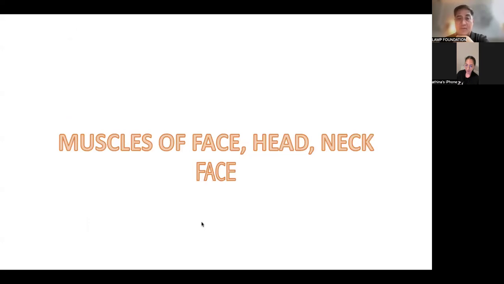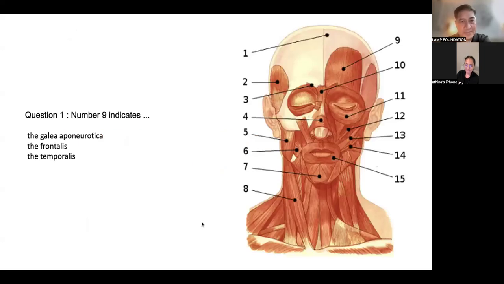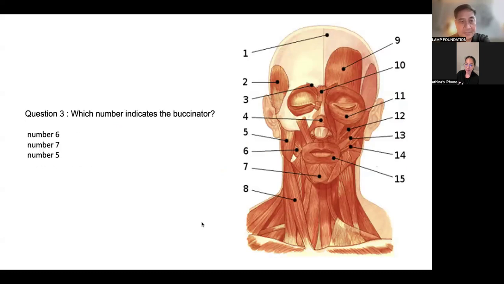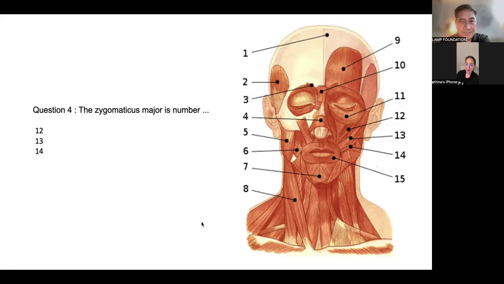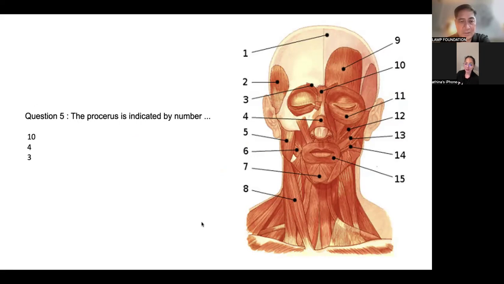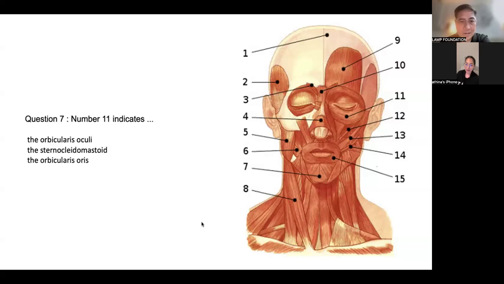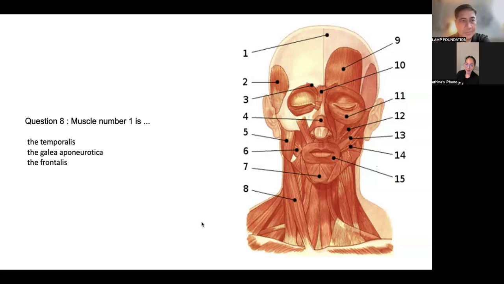Now we'll go to muscles of the face, head and neck. Let's start with the face. Number 9, that is the frontalis. Number 15, that is the orbicularis oris. Buccinator, that's number 6. Zygomaticus major, that's number 13. Procerus, that's number 10. Number 2, the temporalis. Number 11, the orbicularis oculi.